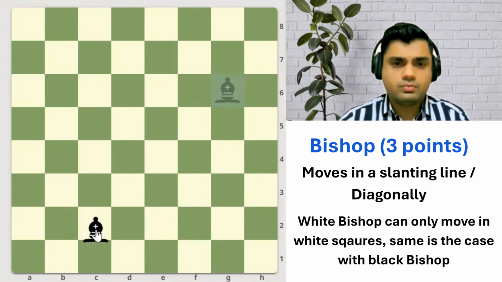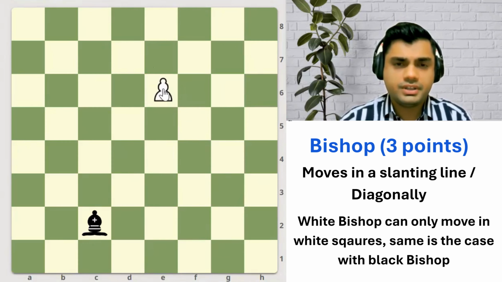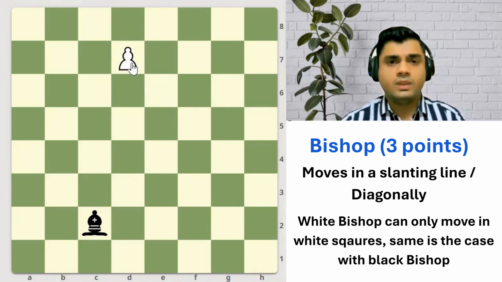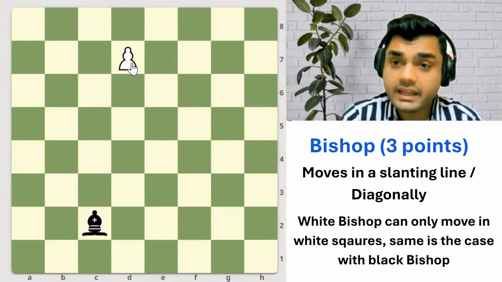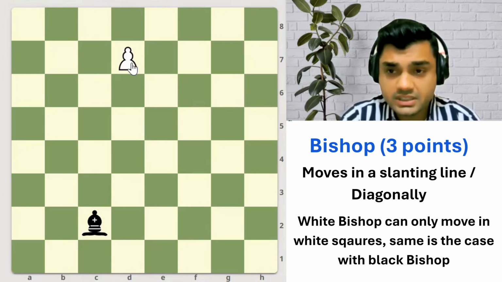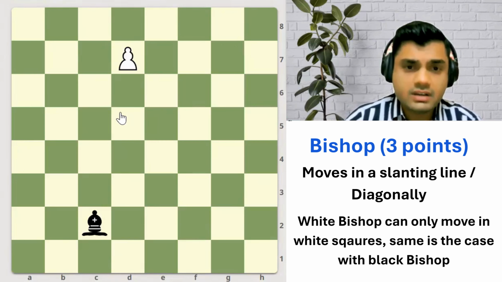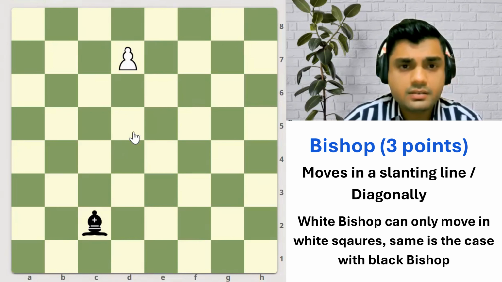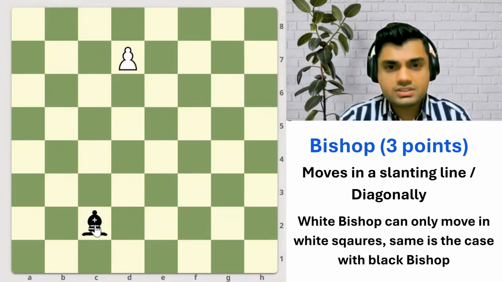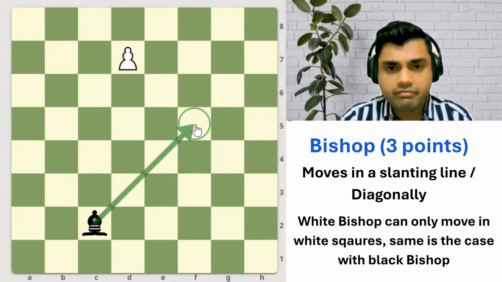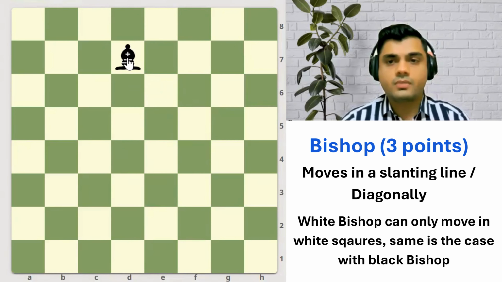Now let us assume if the pawn were here. Now can I capture the pawn in one move? No. But can I capture the pawn in multiple moves? Yes, because we have a light squared bishop and the pawn is also in a light square. So first the bishop will go here on f5 and then we can capture the pawn.